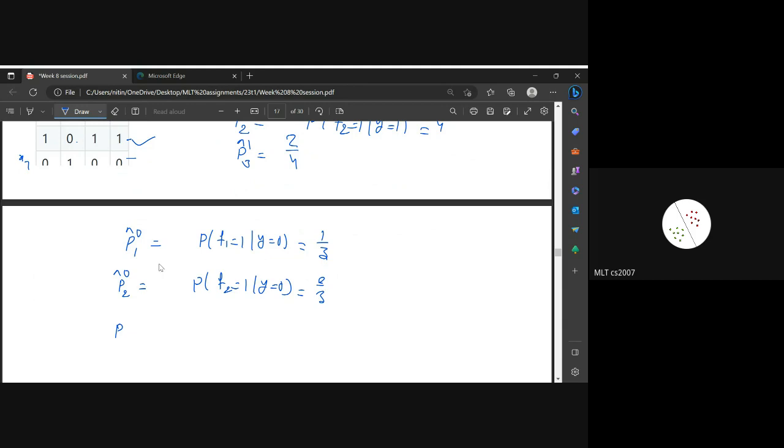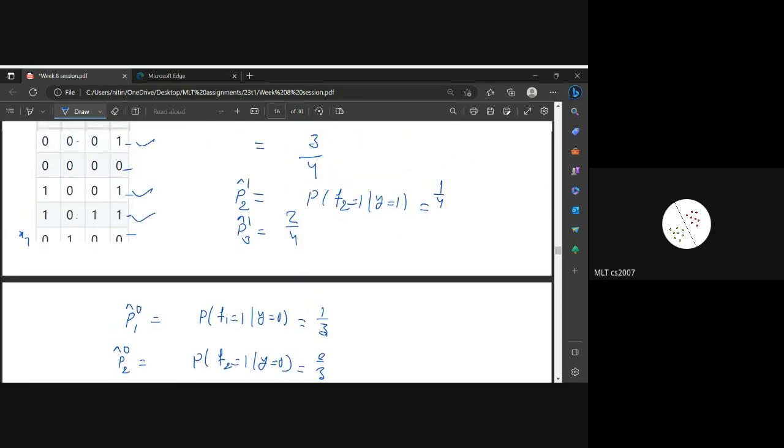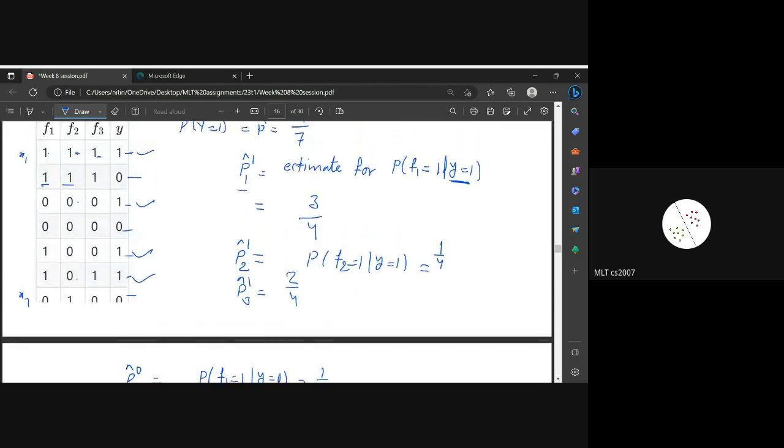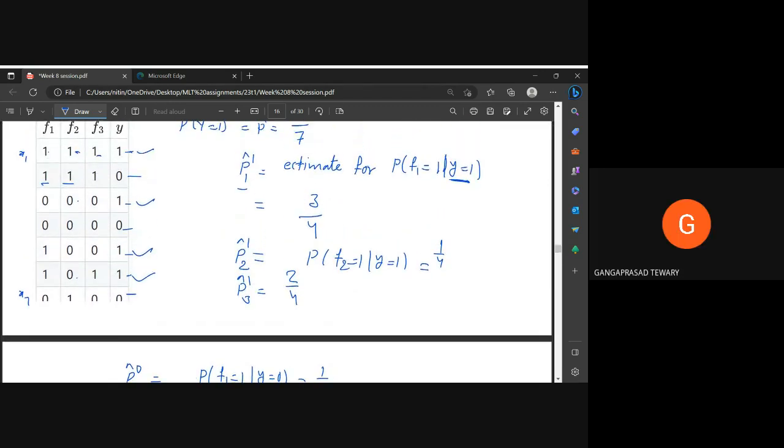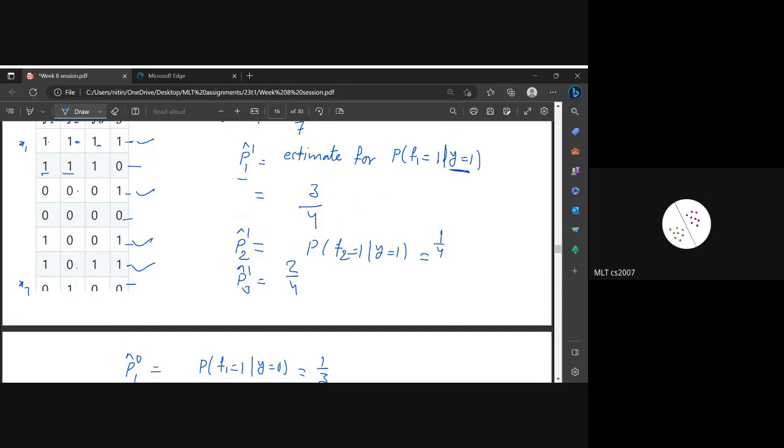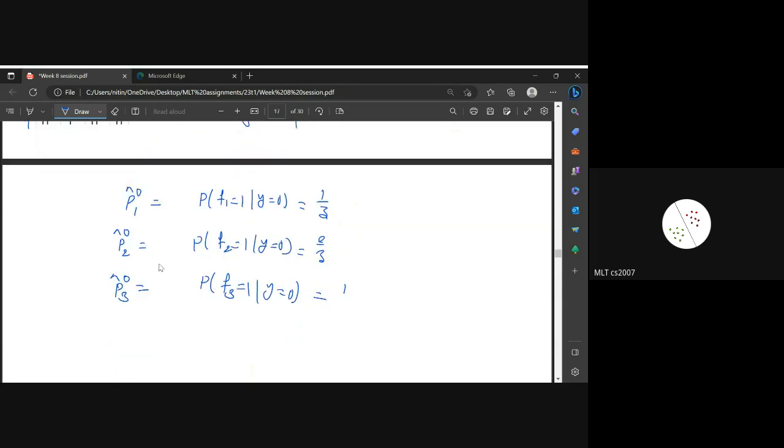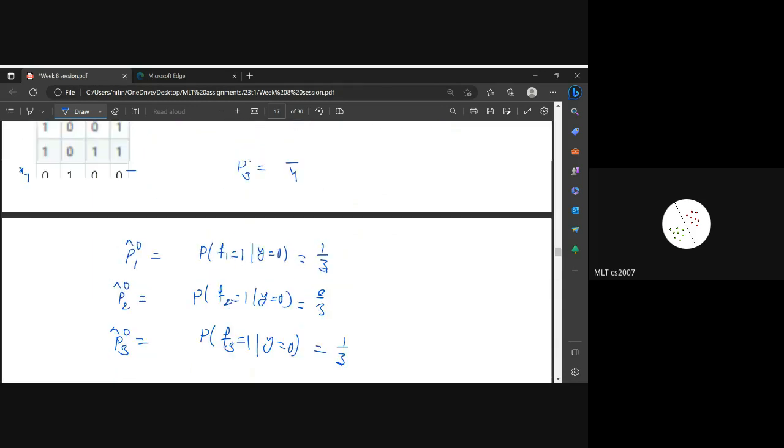And P3 0. So this is the probability of F3 equal to 1 given y equal to 0, right? So this is what? This will be 1 by 3. Right? Now you have the estimate. It means that you have the distribution of P x given y.